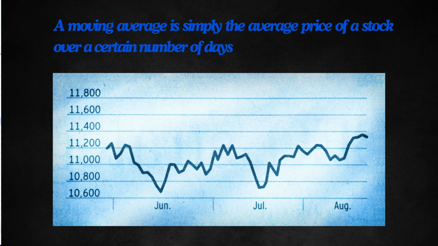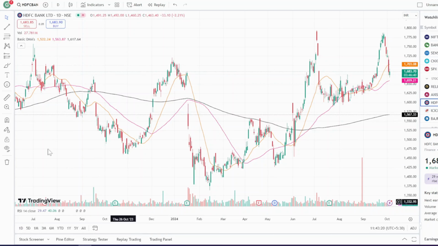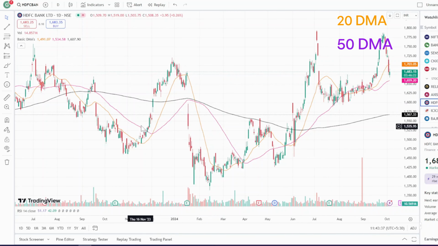A moving average is simply the average price of the stock over a certain number of days. So let me go to TradingView, where I have opened the chart of HDFC Bank with the daily timeframe. The moving average gives the average of the price. I have added three moving averages: 20 DMA, that is orange in color, 50 DMA, that is purple in color, and 200 DMA, that is black in color. These three show the price movement over the days.